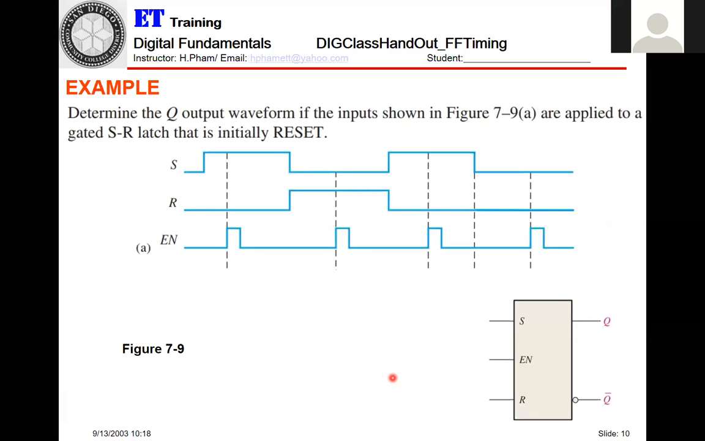Make sure they say initially they will be reset, which means at the beginning they will be 0. Only when enable equals 1 can you look at S and R to get Q. If enable is 0 here, Q will be no change. Enable.